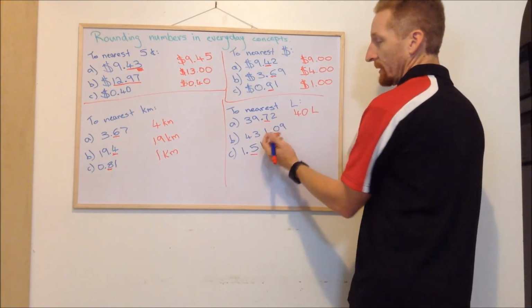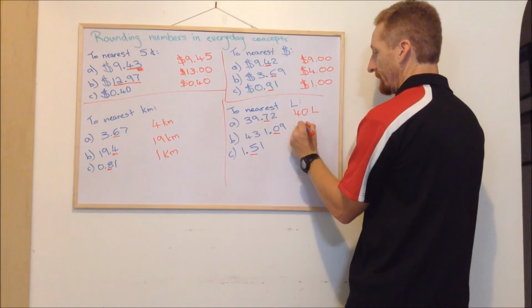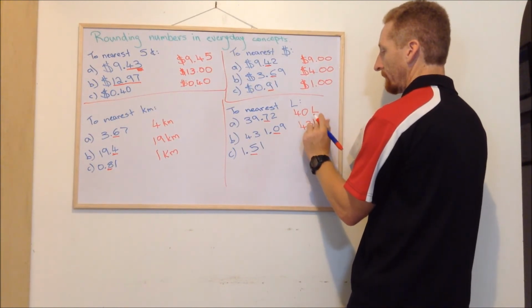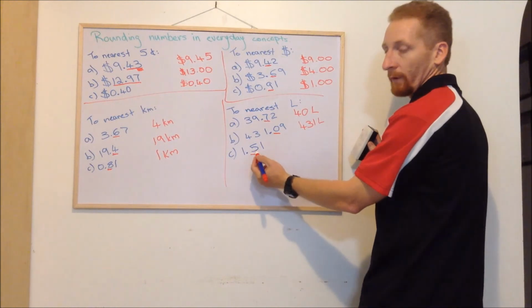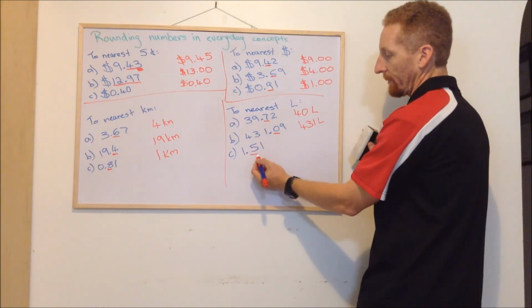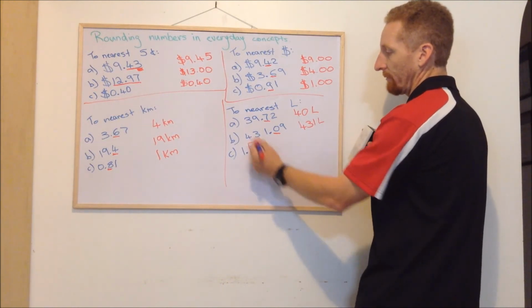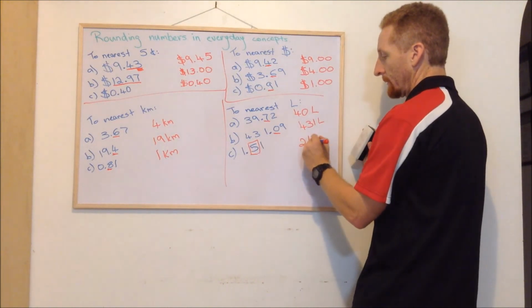The 0 is obviously smaller than 5, so we leave it at 431. And the 5 is the number that we start to round up at. So if you've got a 5 or larger, we round the number up to give us 2.